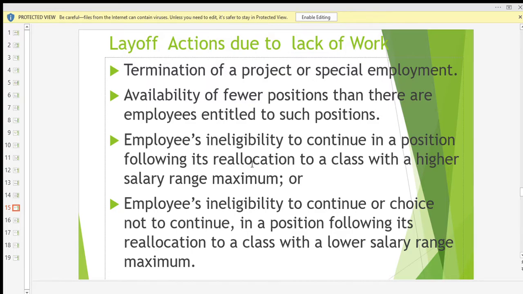Then employees' ineligibility to continue or choice not to continue in a position following its reallocation to a class with lower salary range maximum. When the salary of employees is reduced, some can decide to leave the organization or they can lay off some employees.